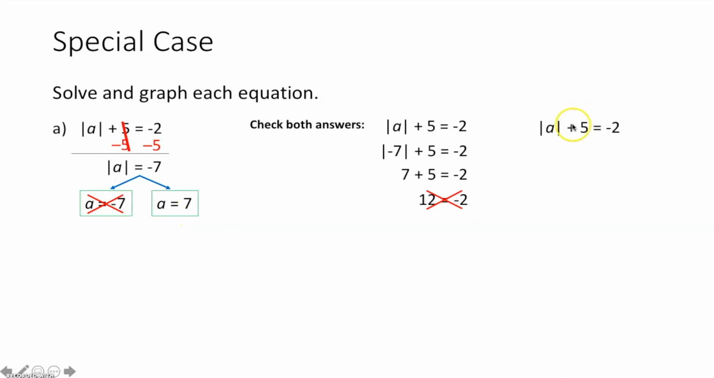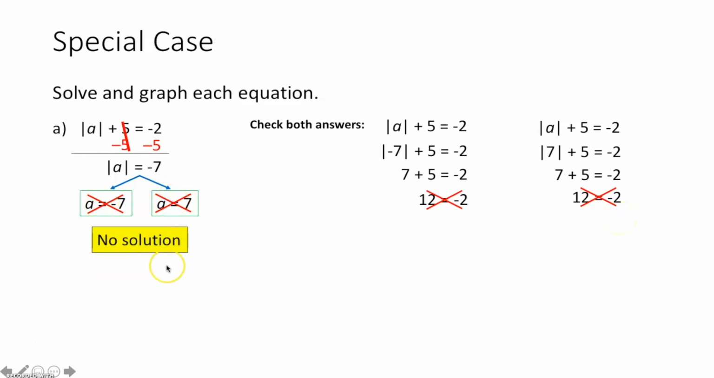Let's try this guy. So here, I'm going to plug in 7 for a. What's the absolute value of 7? That's 7. And what's 7 plus 5? That is 12. Does 12 equal negative 2? No, it does not. Therefore, that's not one of your answers. Since neither of your possible answers work, you're going to write no solution, and you're done.